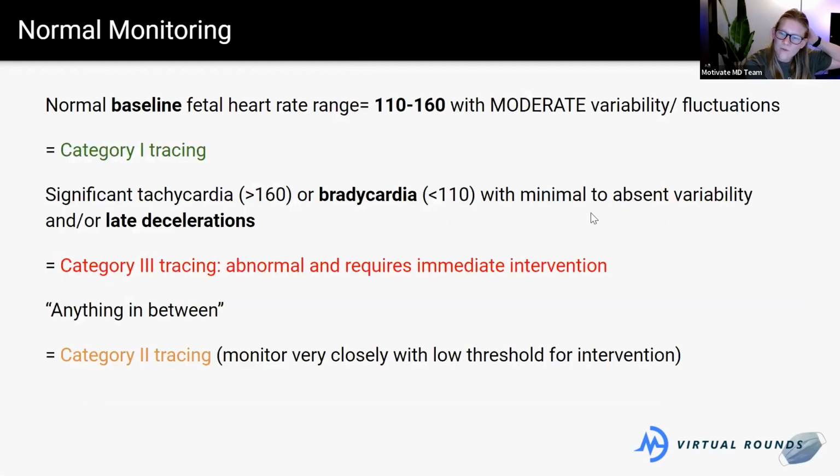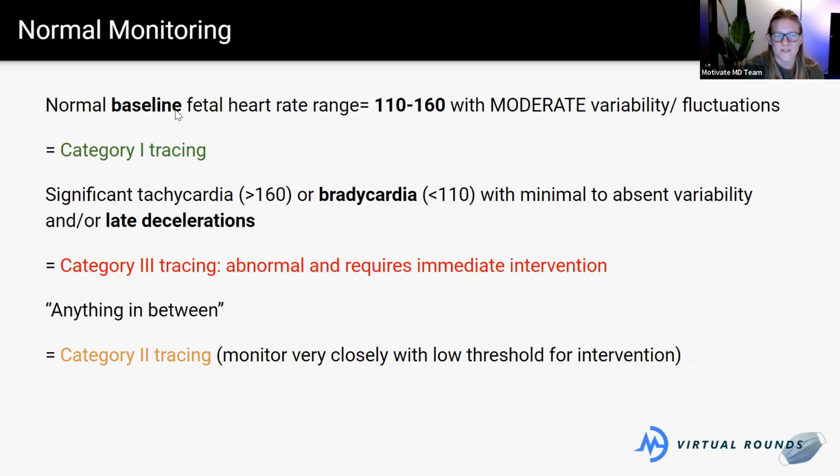So there's a couple different ways that we can assess the fetal heart monitor. One of the ways is looking at what category it is. There's 3 main categories that I want you to know, and I'll show pictures with examples in the next couple of slides. The first one is category 1 tracing, which is a completely normal fetal heart strip.